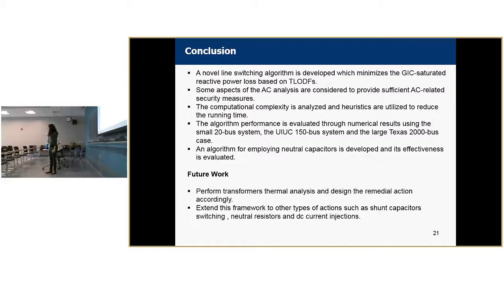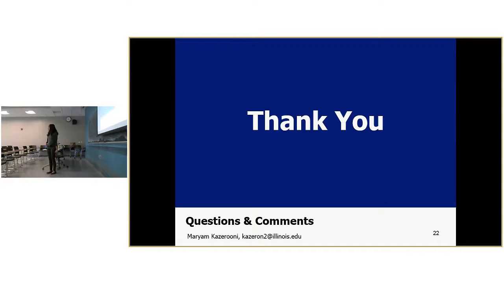And yeah, to conclude, we presented a technique to find the best lines to open to minimize the GIC saturated losses in transformers during GMDs. The algorithm includes some AC aspects of the power system. Also, we evaluated the performance using systems of different sizes. We also looked at how to use transformer neutral blocking devices as a remedial action to mitigate the GMDs. So yeah, that's all. If there's any question, I'd be happy to answer.